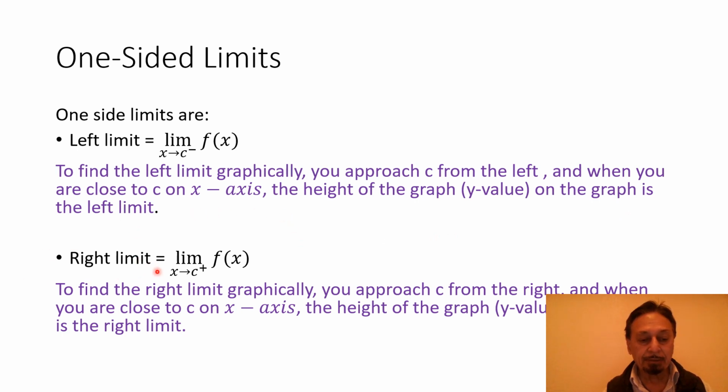The right limit is expressed like this: the limit as x approaches c with a plus superscript of f of x. To find the right limit graphically, you approach c from the right. And when you are close to c on the x-axis, the height of the graph, the y value, is the right limit.